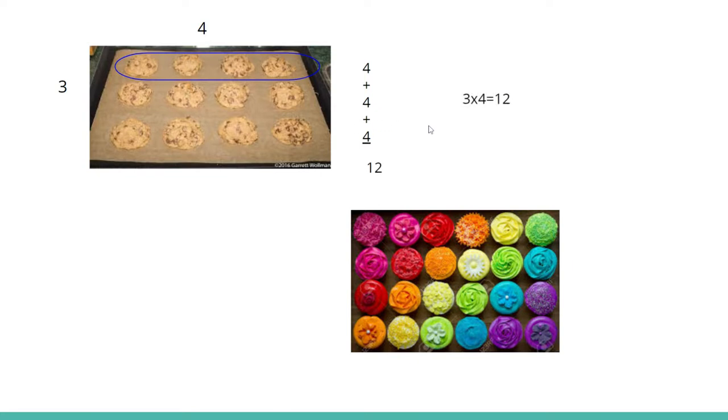So the multiplication problem looks like this. There's three rows of four, that gets me 12.